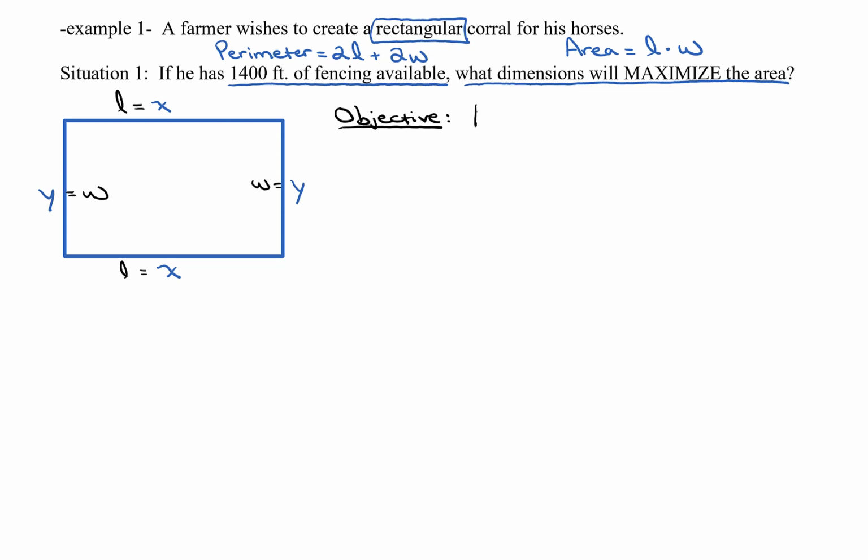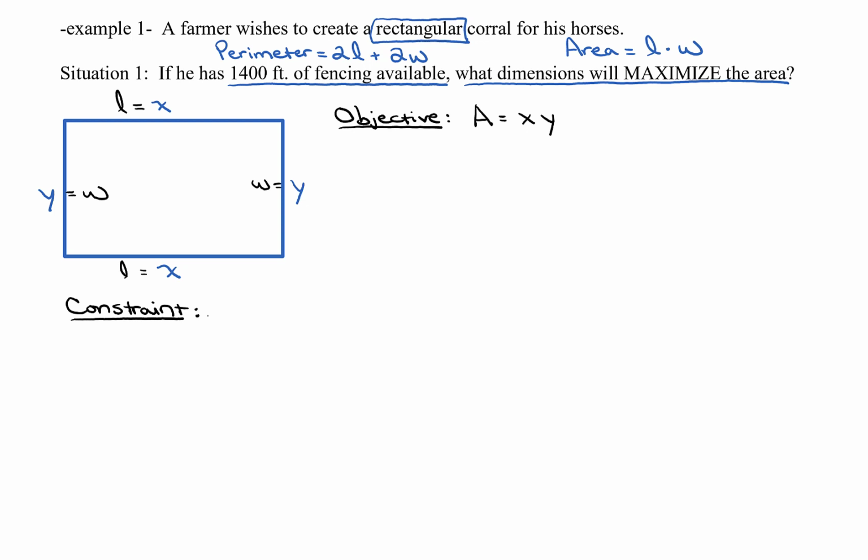We said that X represented length, Y represented width. So that would give me an equation that will provide me with the area. And for my constraint equation, I'm going to go ahead and use the information I know about the perimeter. I know that the perimeter has to be equal to 1,400 feet.